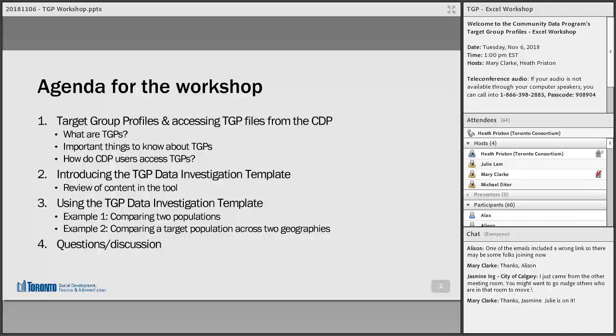Here's our agenda for the workshop today. First of all, I just want to do a quick overview of the Target Group Profiles for those of you who are wanting to get a bit of a background around the Target Group Profile. Then we'll move right into the tool itself. We'll have a look at the content and how it works, and then I'll give a couple of examples, take you right through extracting the info and pasting it into the tool, and what you should see, what you should look out for. And then finally, we should have plenty of time for questions and discussion as well.